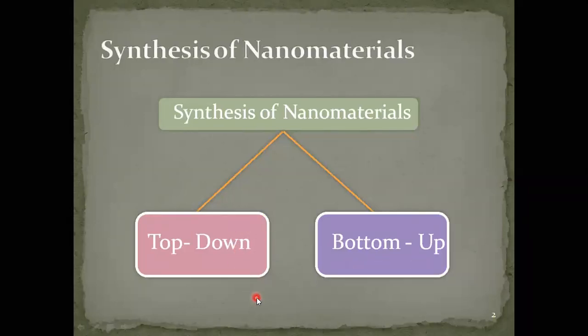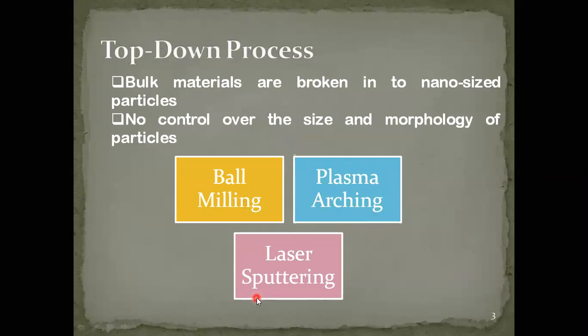As the name indicates, the top-down process means we have the bulk materials, that is the macro-sized materials. These macro-sized materials can be taken down to nanoparticles by different processes such as ball milling, plasma etching, and laser sputtering. These are some of the methods. In the top-down process, the name itself indicates top to down. The bulk materials or macro-sized materials are broken, reduced in size, into nano-sized particles.